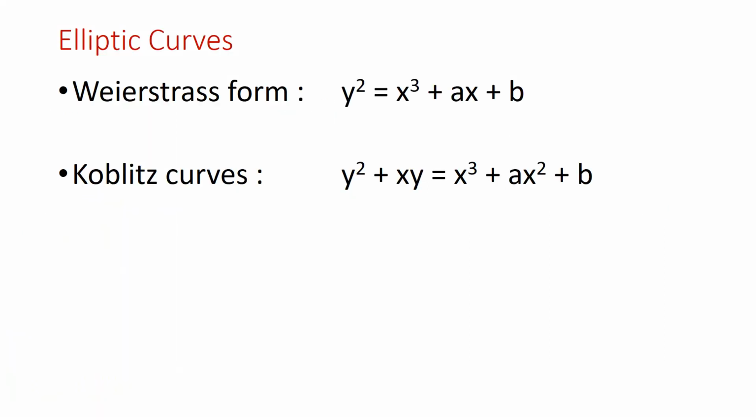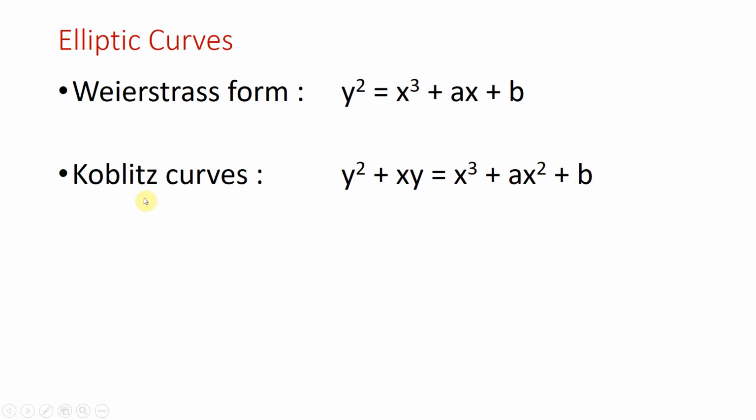Hello. Previously, we have mentioned the elliptic curves on various transform, and today we are going to mention the Koblitz curves. This is different than the various transform, and its general equation is y squared plus xy is equal to x to the power of 3 plus a x squared plus b.